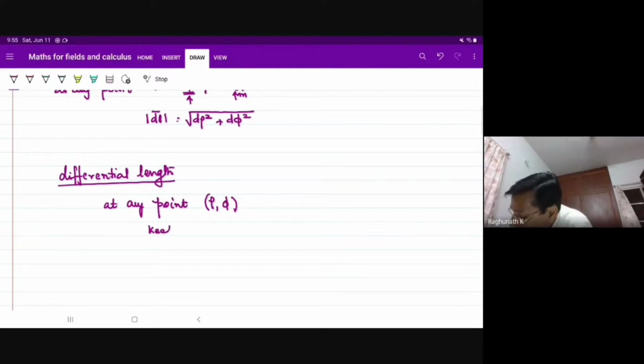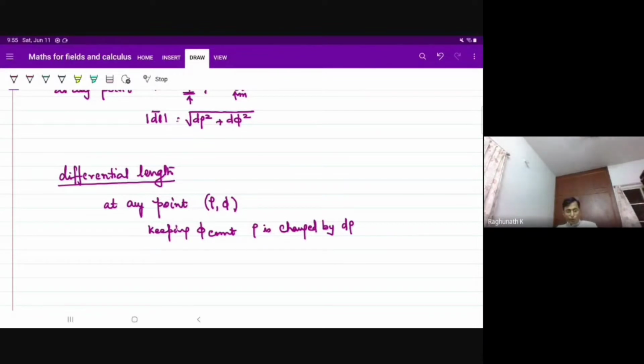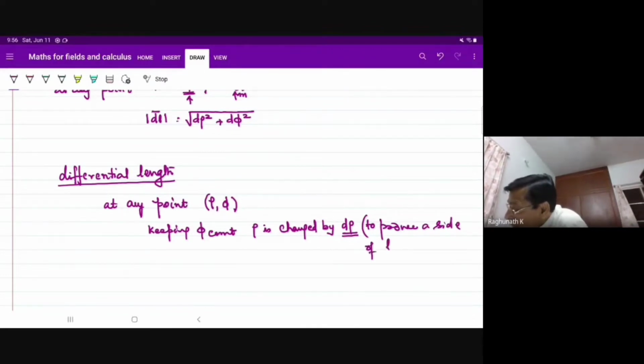keeping phi constant at the given value, rho is changed by d rho, to produce a side of length d rho. A side of length d rho.